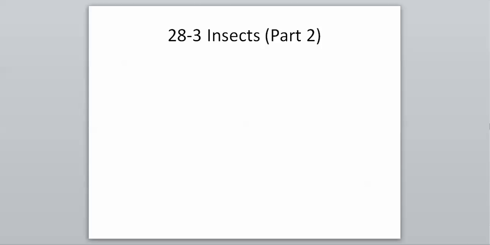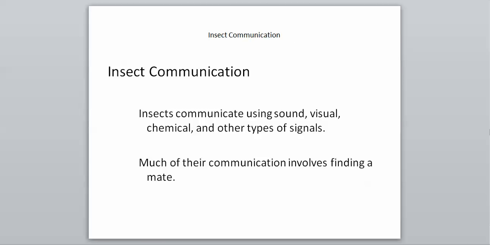Hello Bio 2, we're going to continue on with insects today. So we're in part 2 of section 3 in chapter 28, and this video is going to focus on insect communication, so the various ways that insects can communicate with one another. And they can do this in a variety of ways. They can use sounds, they can use visual, chemical, and other types of signals as well.